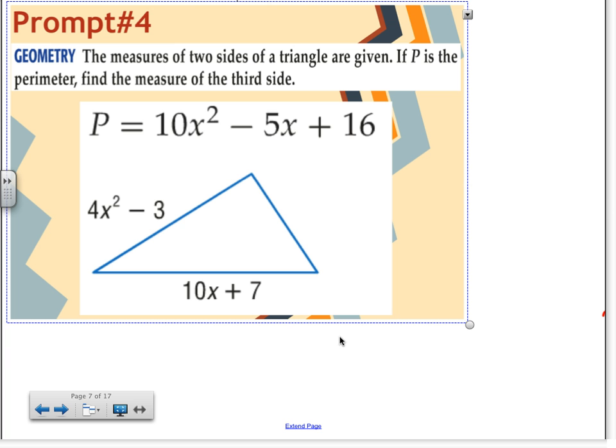Third side. In this case, if we label and say this is side number 1, this is side number 2, then this would be our third side. Is that correct? And that's something that's missing. We want to figure out what that is. I want you to start thinking a little bit here. For the perimeter of a triangle, how do you find the perimeter of a triangle? You add up all the sides. In this case, 3 sides, right?